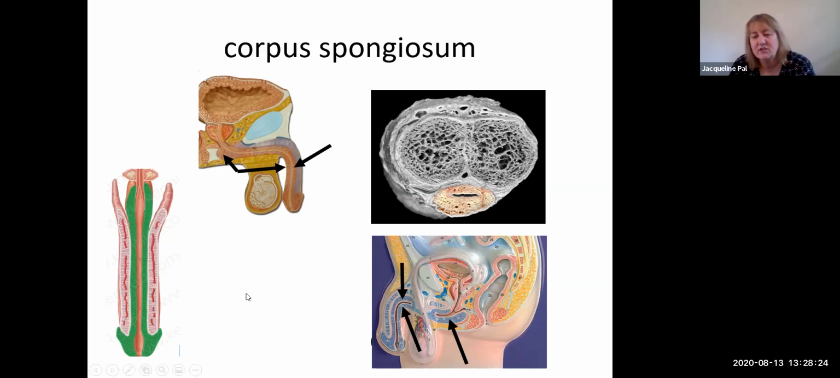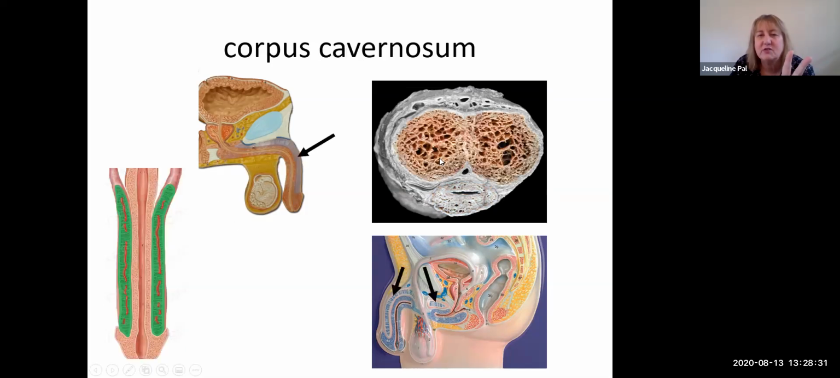All right, now in contrast to the one corpus spongiosum that surrounds the penile urethra, we have two of these next structures, each of which surrounds an artery. But if you look at this, what you will notice is these spaces in this sponge are huge. They're big. They're like caves that you can drive a Mack truck into. You ever been to any of the underground caverns, then you know what I'm talking about. These are huge caves or caverns.